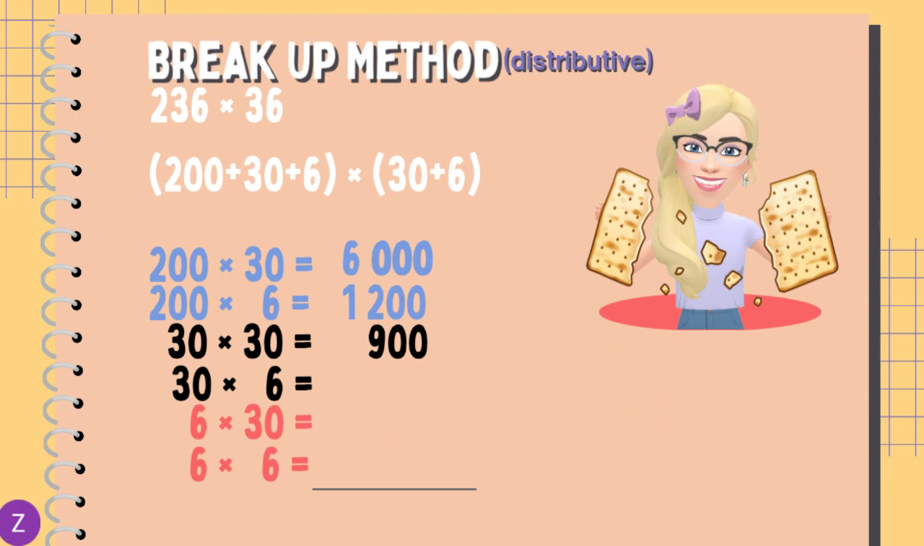30 times 30 is 900. 20 times 6 is 180. 6 times 30 is 180. And then 6 times 6 is 36. So now we add all the numbers in their place values, and we will get the same answer as the column method.